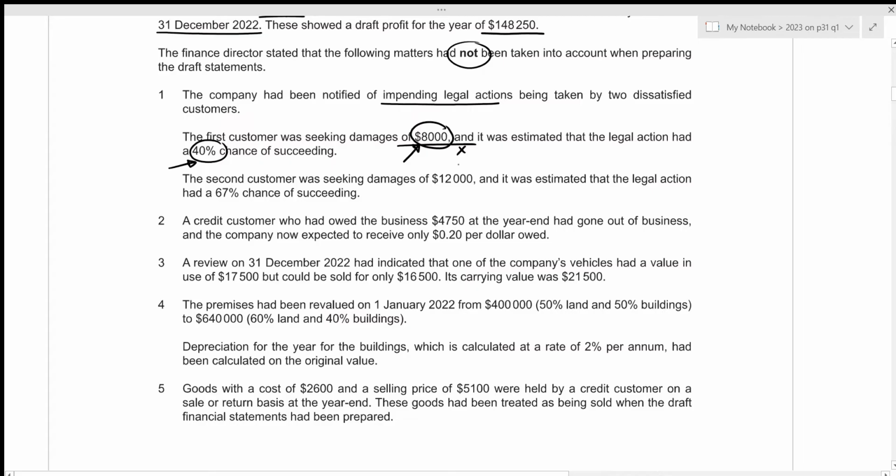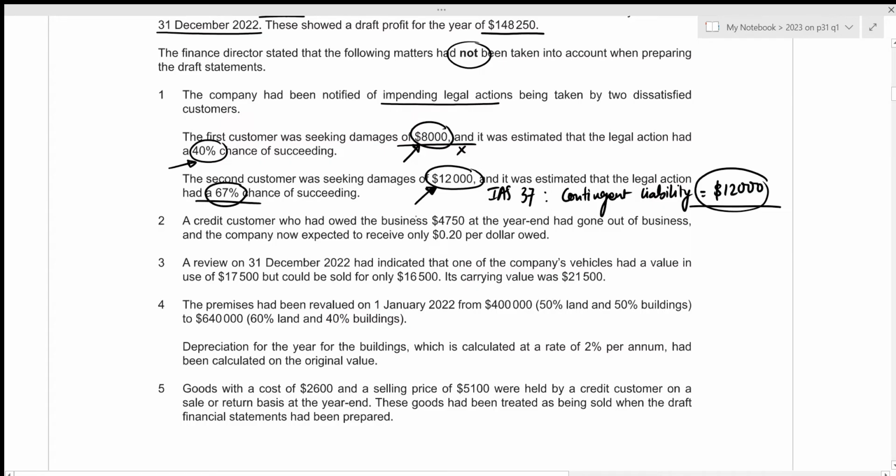Then the second customer is seeking damages of 12,000. It was estimated that the legal action had a 67% chance of succeeding. In this case, the chance of succeeding is greater than 50%, which means that the company needs to create a provision for this 12,000 that will be a part of our contingent liability. And as per International Accounting Standard 37, in this case, the contingent liability is just going to be 12,000. So in order to rectify the first error within our statement of profit or loss, we need to consider this 12,000 to be a part of our overhead, because this will have to be paid by the company.